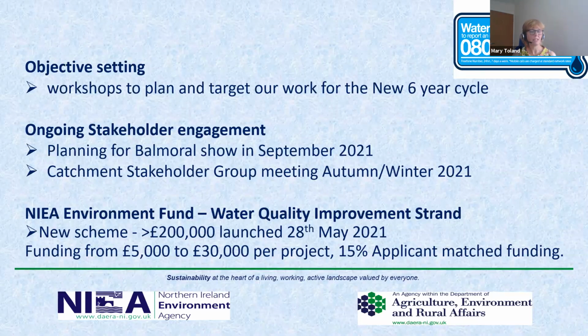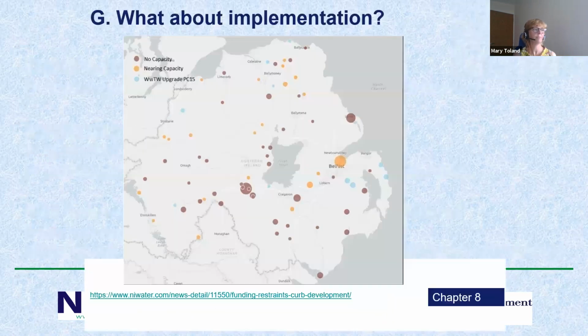And then we'll continue with the Environment Fund for the Water Quality Improvement Grants. The over £200,000 that's been pledged now for the applications is out, and the funding for those projects is between 5,000 and 30,000, and the 15% matched application funding means that we'll have a lot more of the stakeholders on the ground and people getting involved in their waterways.